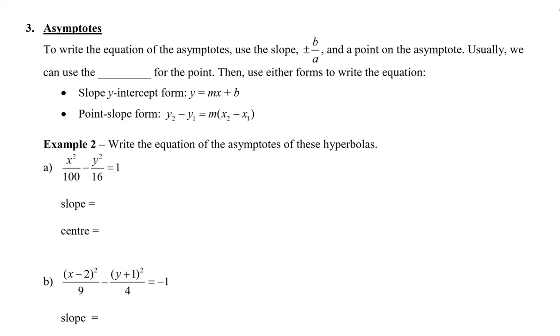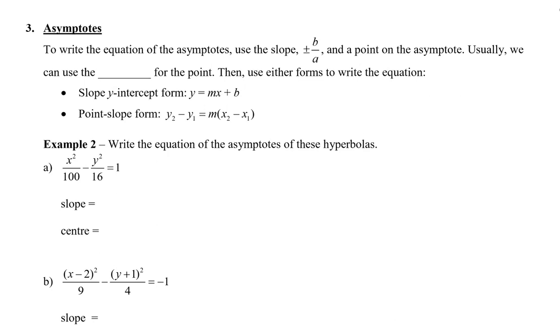In this video, I'm going to show you how to write the equation of the asymptotes of the hyperbola and also how to write the equation of the hyperbola given some information. So to write the equation of the asymptotes, we're going to use the slope plus or minus b over a and a point on the asymptote.